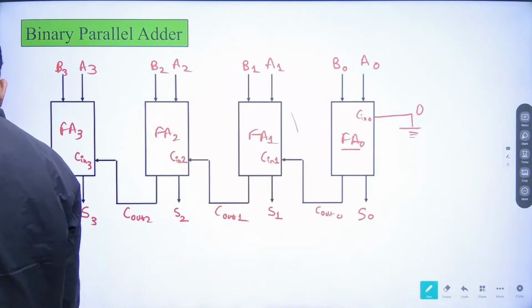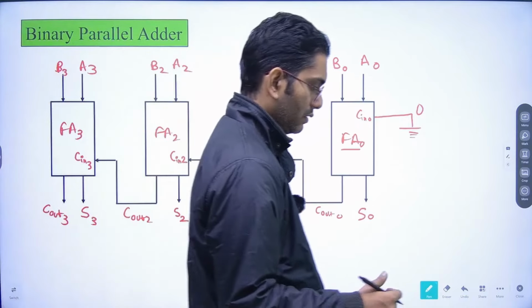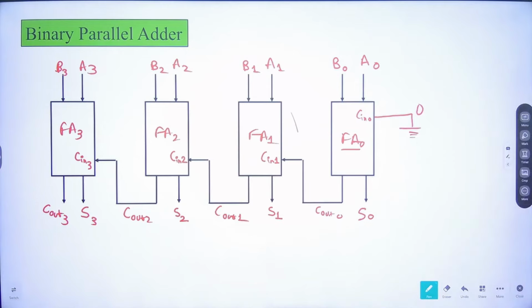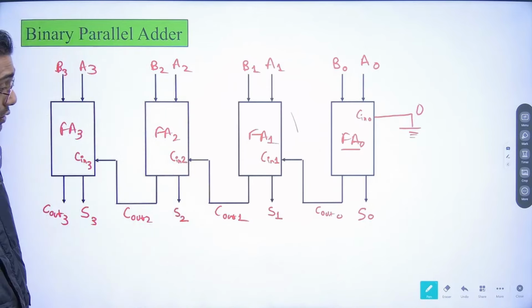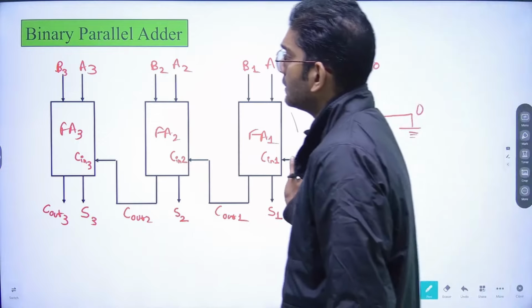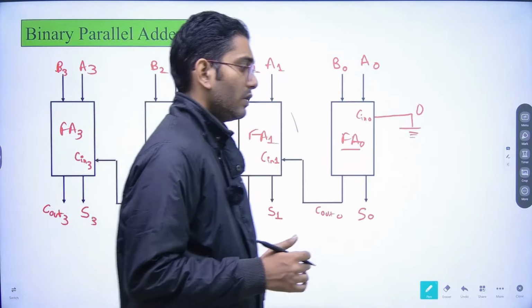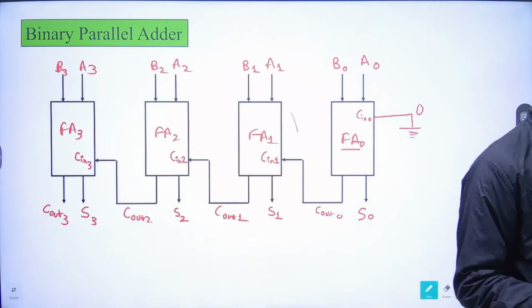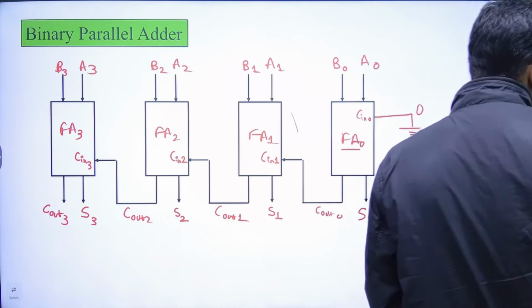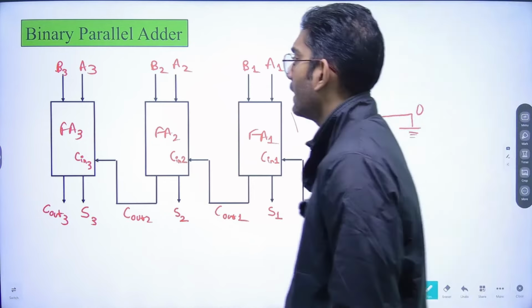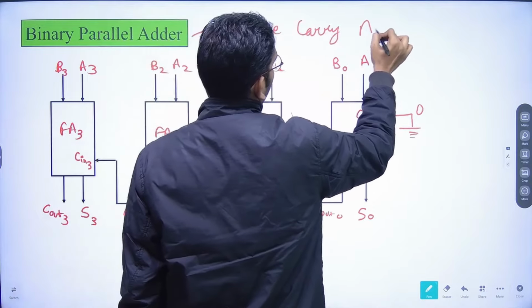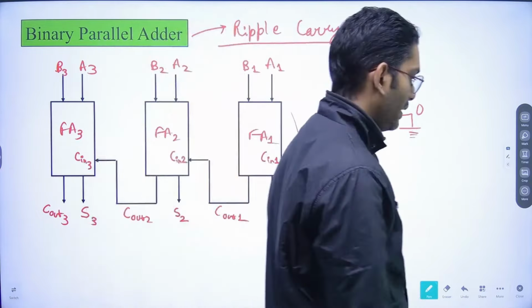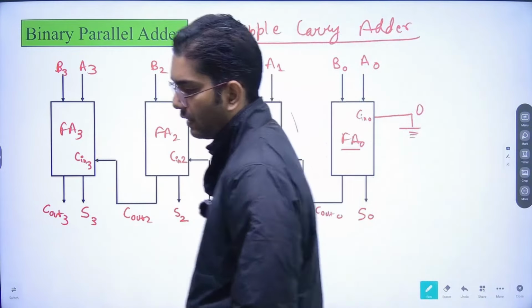Now to resolve this problem of the binary parallel adder, what is the solution? The solution for the slow speed of the binary parallel adder is the look ahead carry adder. Means if we are increasing the number of bits, then this binary parallel adder would become literally slow, and to resolve this, the solution is the look ahead carry adder. And the binary parallel adder is also known as the ripple carry adder.